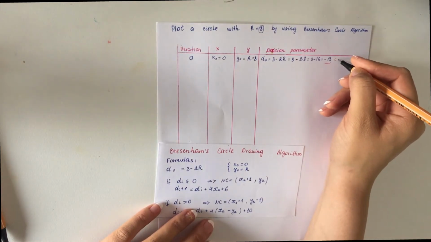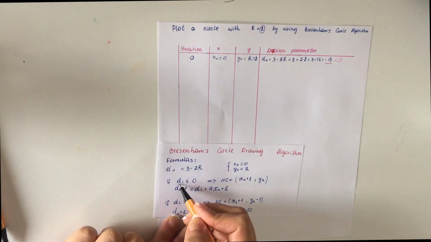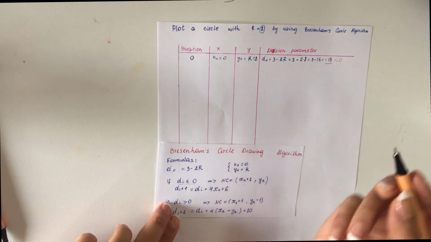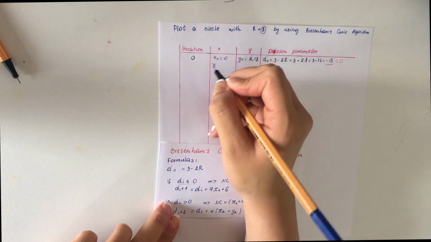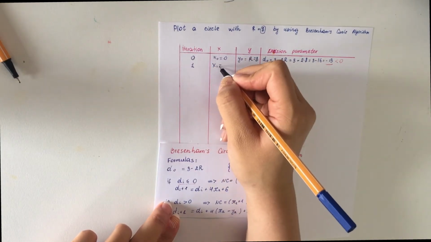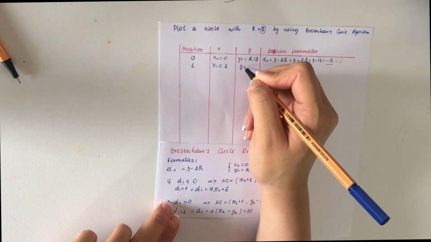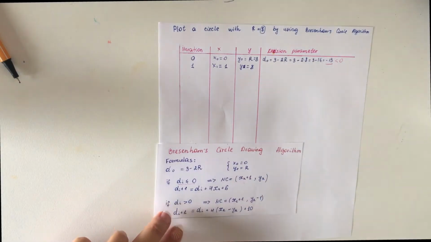Now let's check the conditions. As you see in the formulas, if the decision parameter is less than 0, the next coordinate of x will increase by 1, but the next coordinate of y will not change. In this case, x1 equals 1 and y1 equals y0, which is 8.